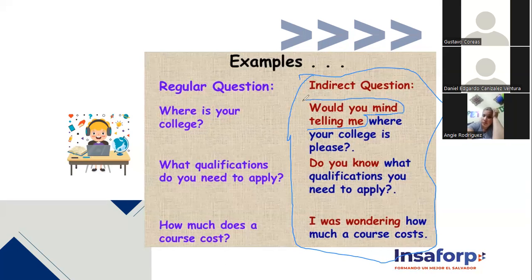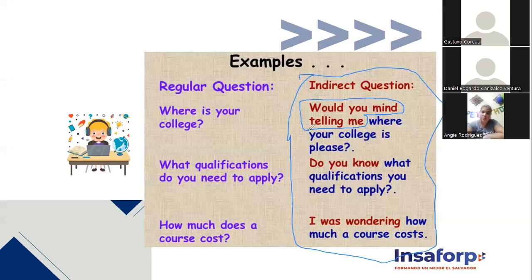And now, the first clause, guys, is just a question or a phrase that will be introducing our question in the second clause, right? And the second one is not in question form, it is in statement form, right? Where your college is. It's not where is your college. We say where your college is. And then please is just optional to make it even more polite. All right. So we do not say, would you like telling me where is your college? It will be a mistake, a big mistake.